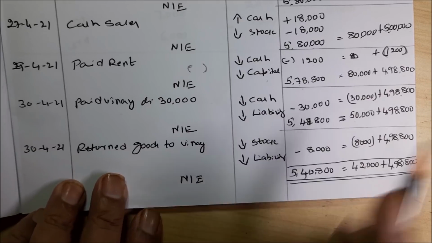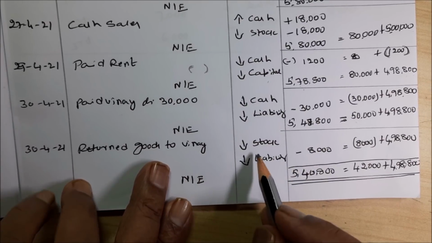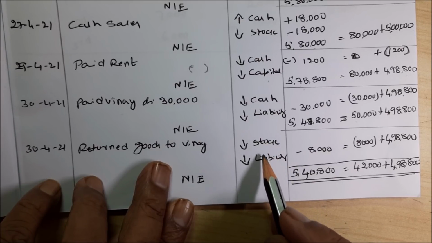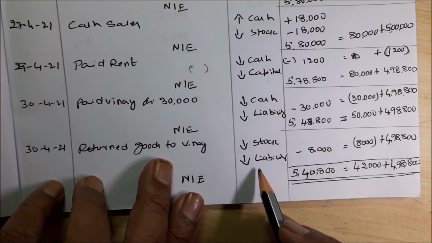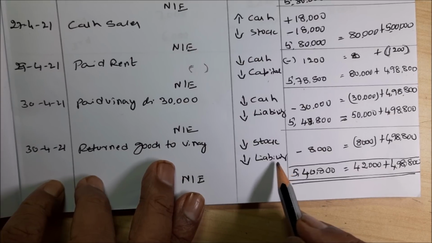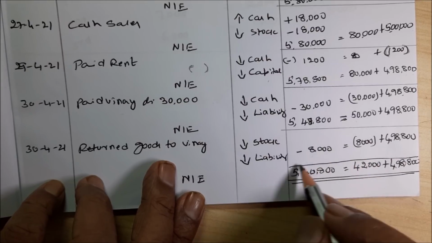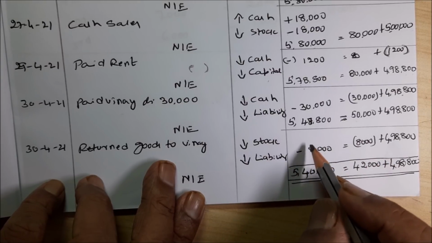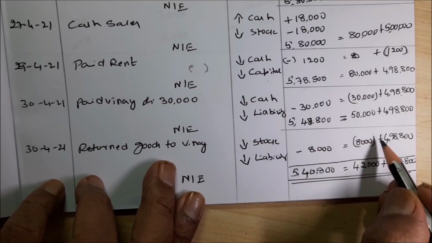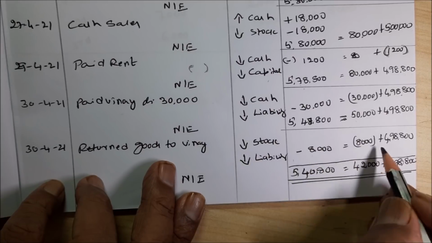The last one, returned goods to Vinay. When you return the goods, very simple, our goods are going out, means stock is coming down. That means asset is coming down. And at the same time, whatever we have to pay to Mr. Vinay is also coming down. So minus, I have written to help you understand. On one side I have not written brackets, so you can understand; here I have written minus, here I have put brackets. Both these things are one and the same. It is showing decrease, means it is going out.